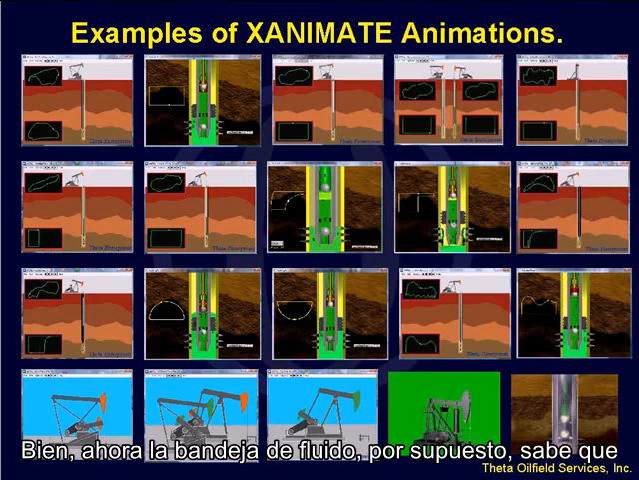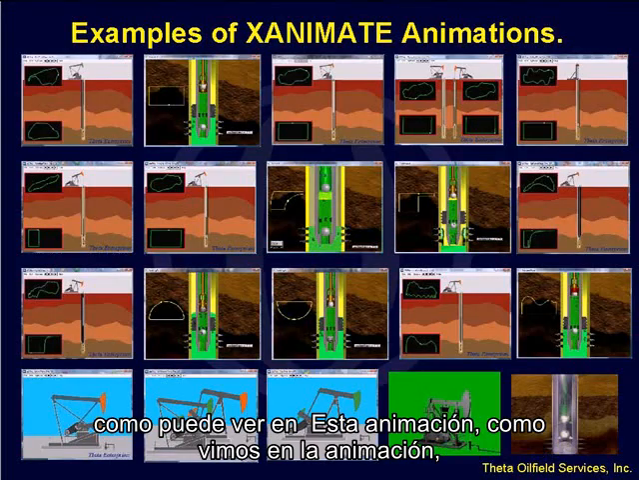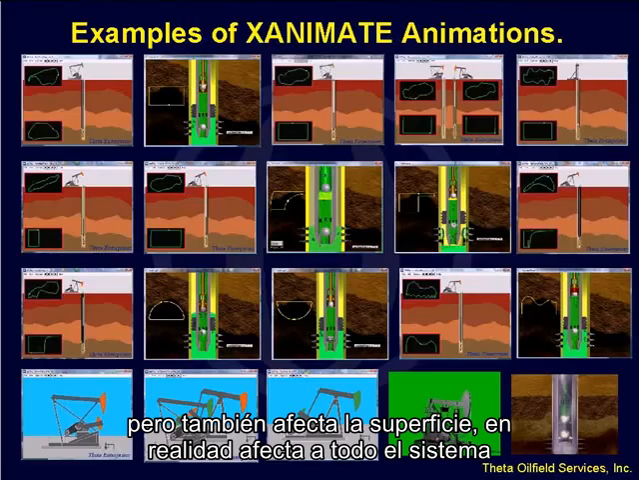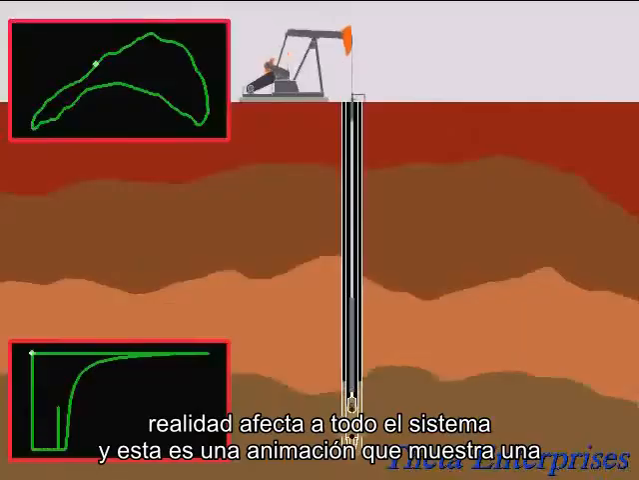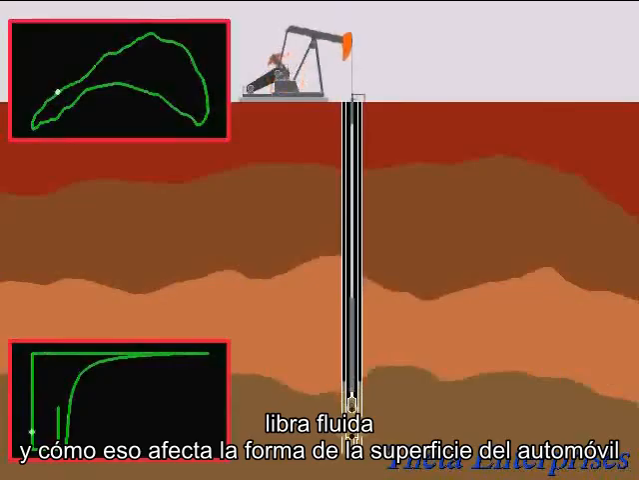Now, fluid pound, of course, affects the pump, as we saw in the animation. But it also affects the surface. It actually affects the whole system. And this is an animation that shows fluid pound and how that affects the surface card shape.